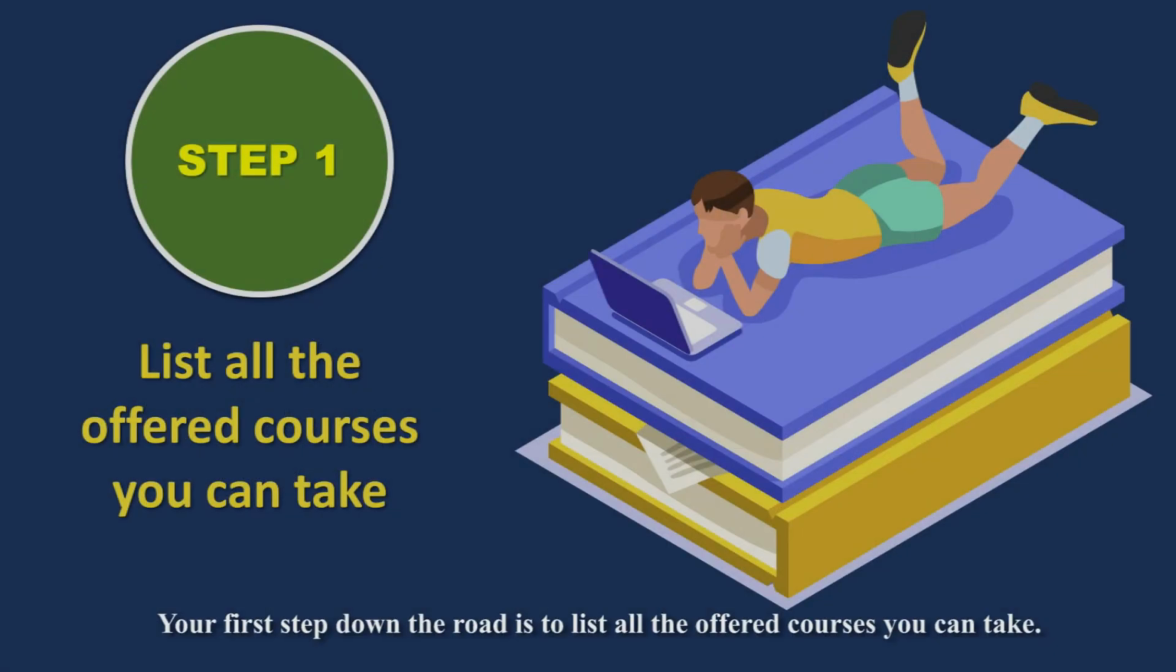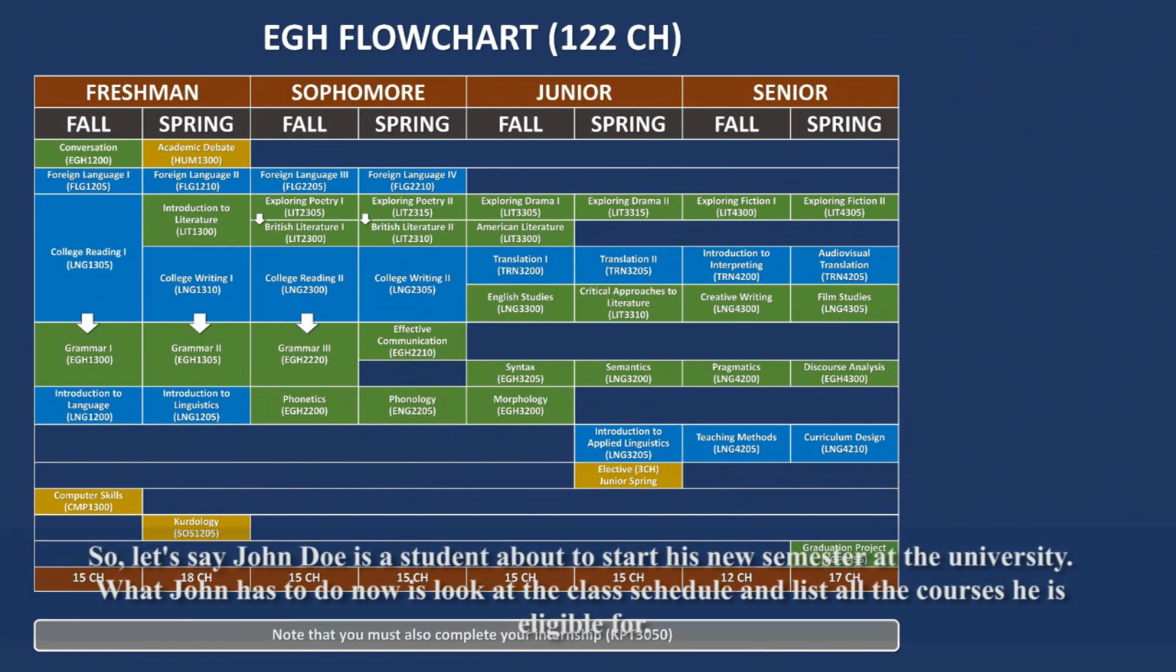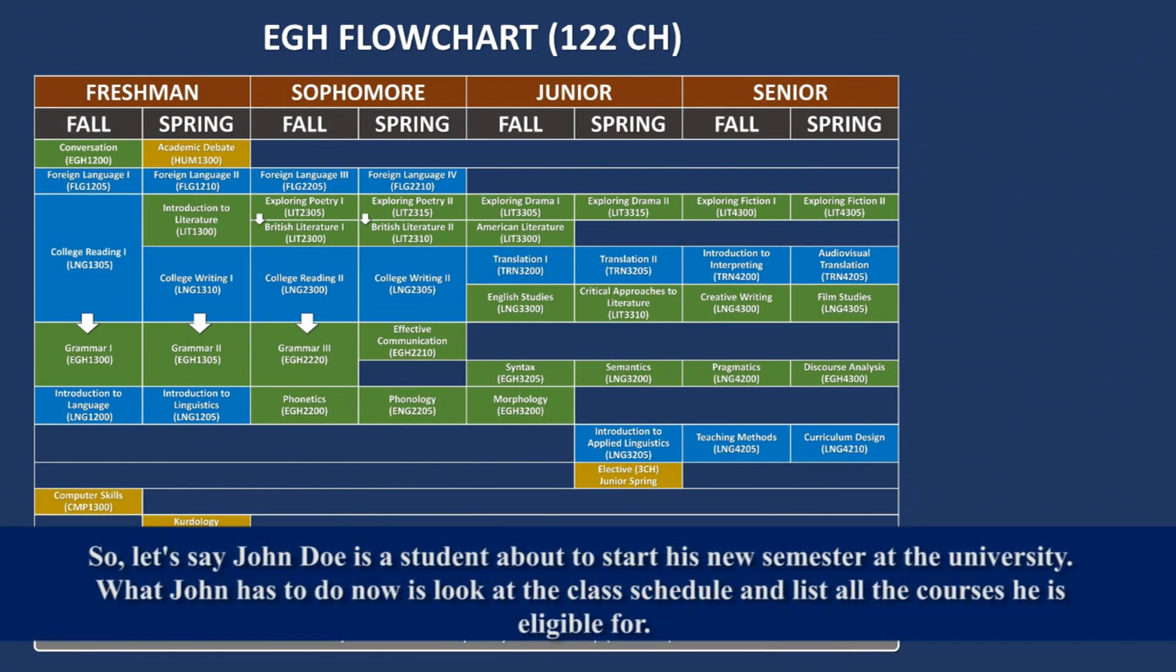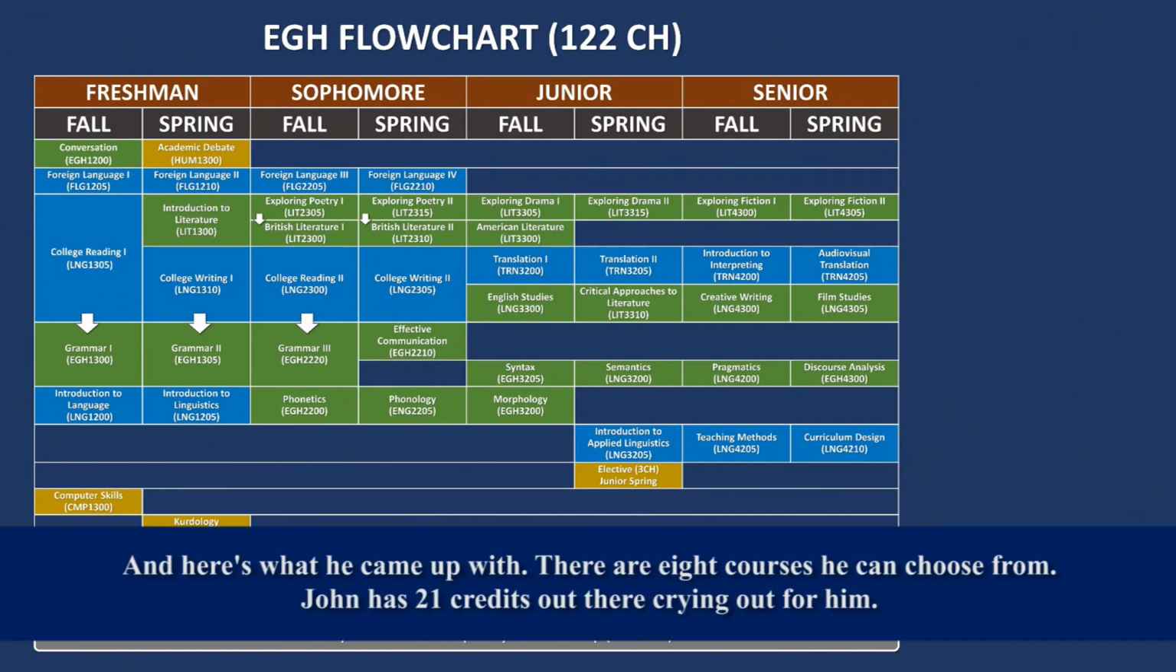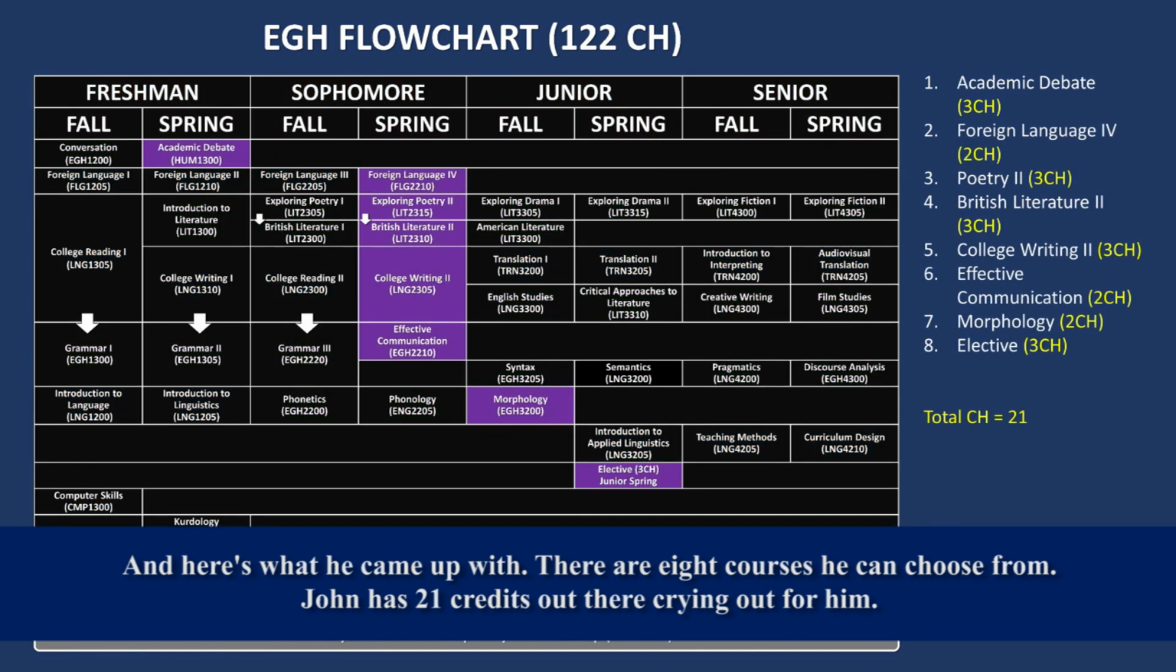Your first step down the road is to list all the offered courses you can take. So let's say John Doe is a student about to start his new semester at the university. What John has to do now is look at the class schedule and list all the courses he is eligible for. And here's what he came up with. There are 8 courses he can choose from. John has 21 credits out there crying out for him.